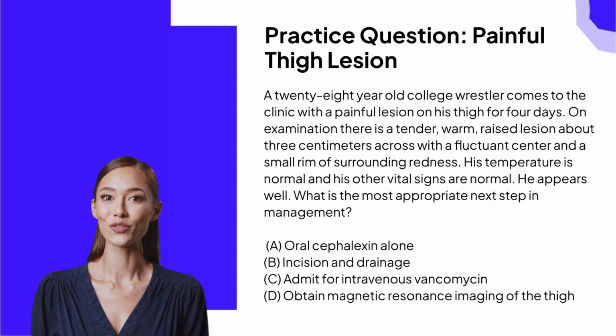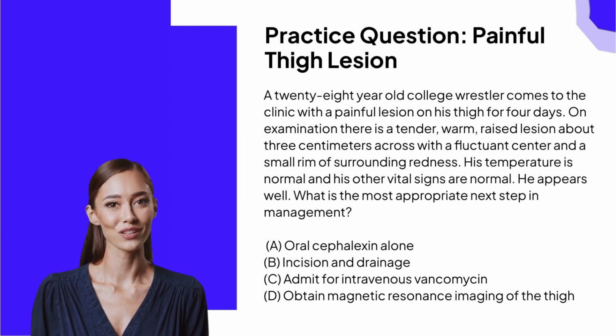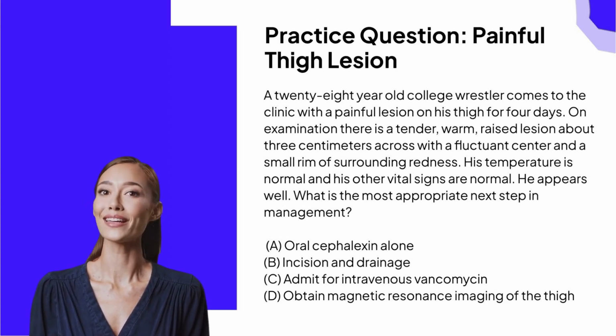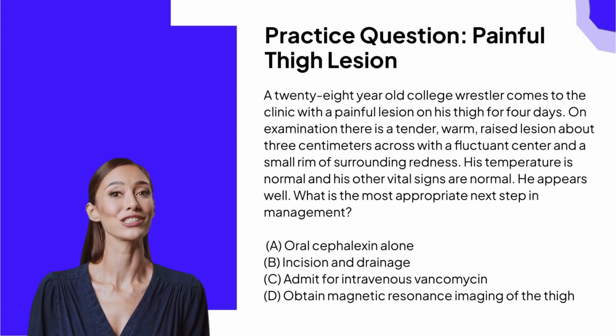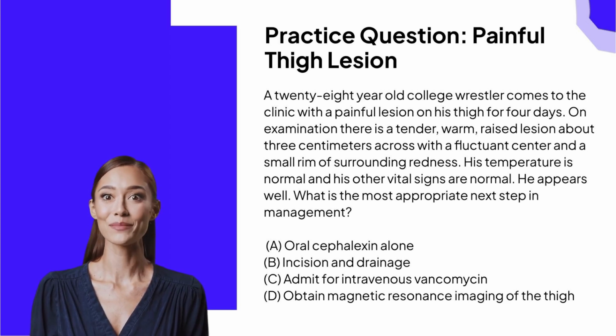A 28-year-old college wrestler comes to the clinic with a painful lesion on his thigh for 4 days. On examination, there is a tender, warm, raised lesion about 3 centimeters across with a fluctuant center and a small rim of surrounding redness. His temperature is normal, his other vital signs are normal, and he appears well. The question asks for the most appropriate next step in management.